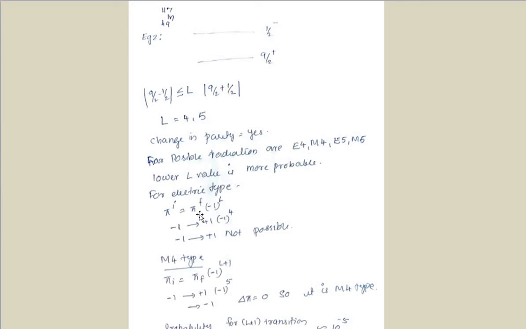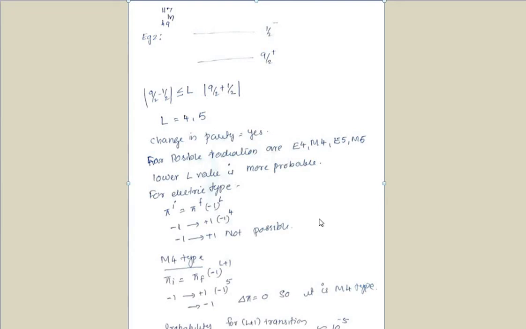So let us take the E4 case. When we take the E4 type, pi I is equal to pi f into (-1)^L. So this is 4, that is (-1)^4, that will give plus. So this is not possible. Let us consider the second case, M4: pi I is equal to pi f into (-1)^(L+1). Pi I is equal to minus 1, pi f is equal to plus 1. This is minus 1 raised to 4 plus 1, that is 5. So there is a minus sign here. So minus 1 gives minus 1. So M4 is possible. So M4 radiation is possible.